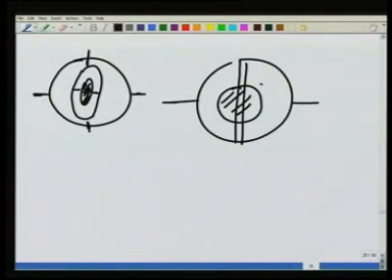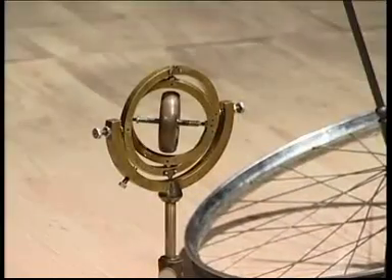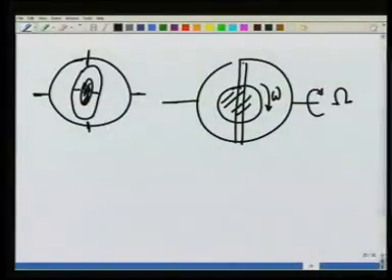Suppose the wheel is given a rotation, a spin by omega, and we rotate after that this with omega. What we see is this whole assembly, inner assembly, rotates in such a manner so that the spin wheel aligns with this spin. You see that again. Let us understand why that happens.